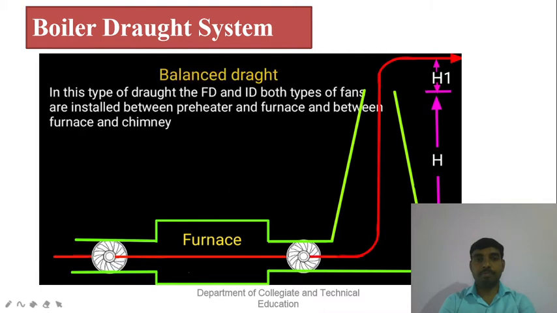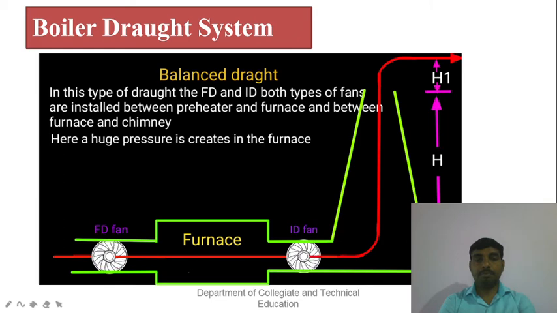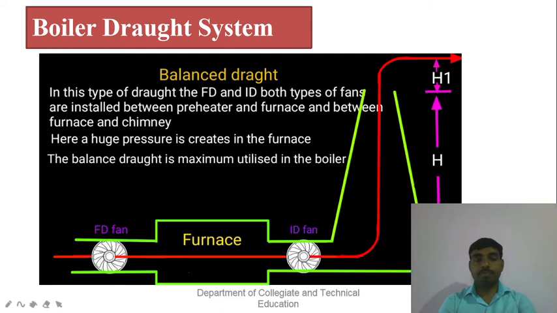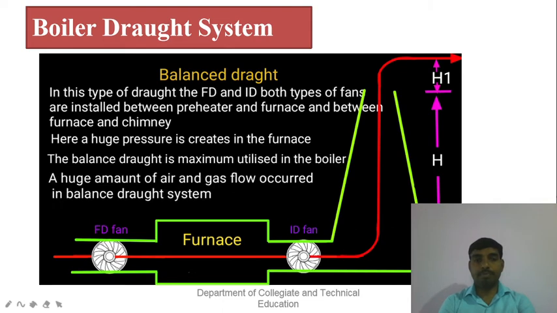Balanced draught. In this type of draught, both FD and ID fans are installed, between the preheater and furnace and between the furnace and chimney. Here, a huge pressure is created in the furnace. Balanced draught is the most utilized in boilers. A huge amount of air and gas flow occurs in a balanced draught system.